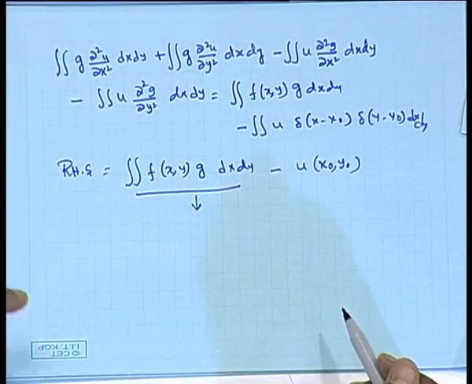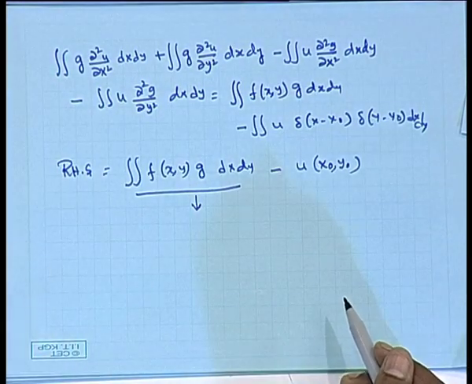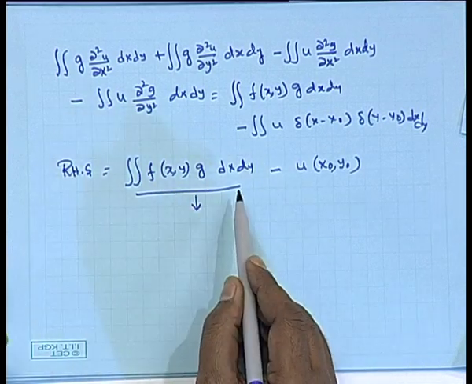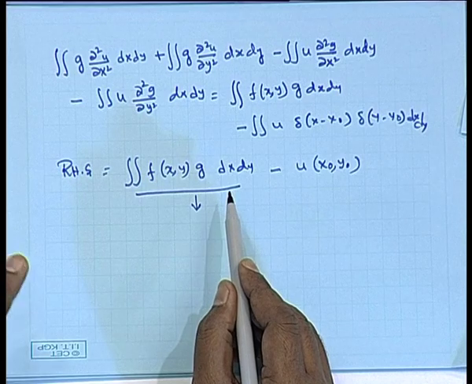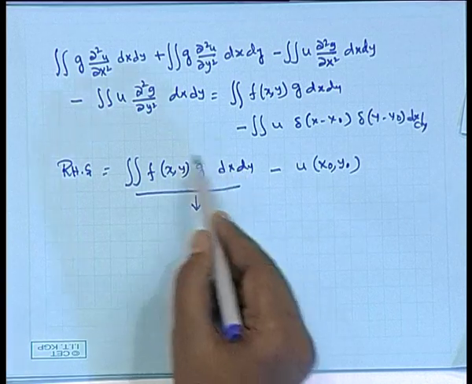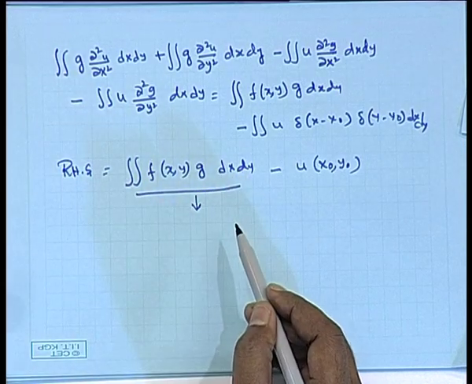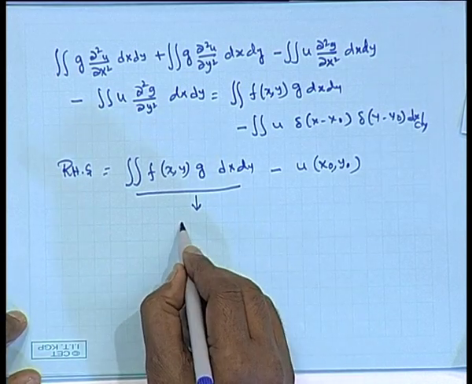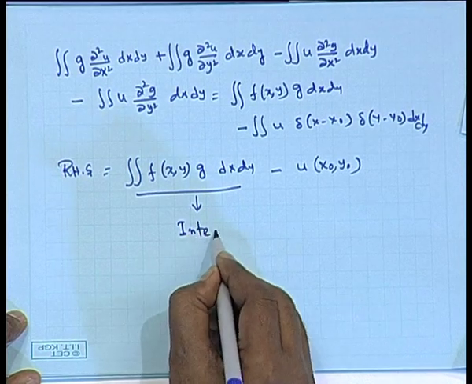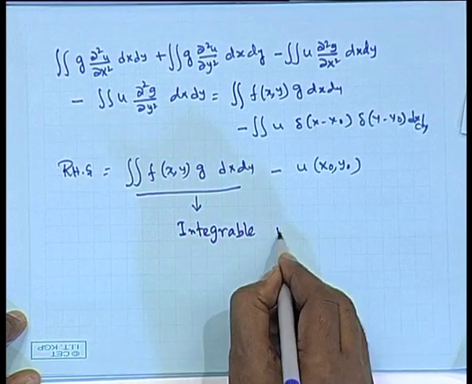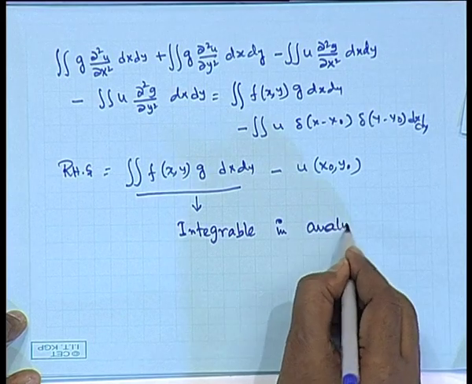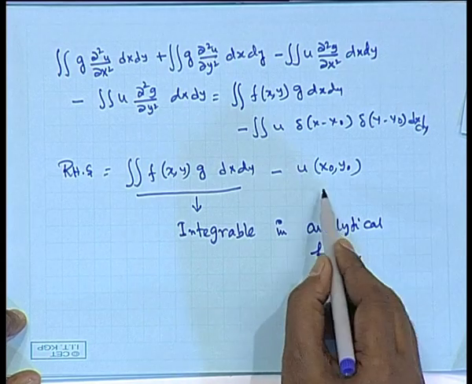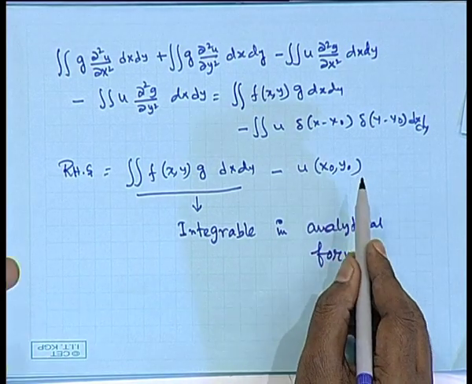F x y is a known function, or it may be constant, whatever. If it is in an amenable form, you can evaluate this integral analytically by hand. If it is a complicated one, you can evaluate this integral by any numerical subroutine using a trapezoidal rule or Simpson's rule. Okay. So, this is integrable in analytical form. U x naught y naught that you are going to find out.